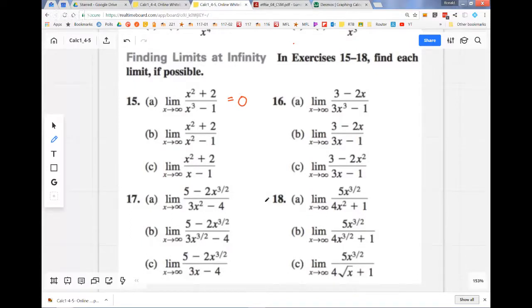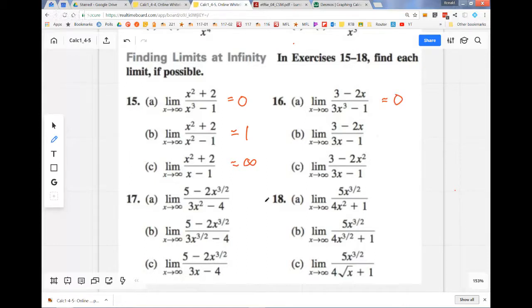How about B? Here we have a tie, so we look to the coefficients. 1 over 1, 1. How about C? Numerator wins. Okay, let's look at 16. 3 minus 2x. What's the degree of the top? X to the first. What's the degree on the bottom? X cubed. So the bottom wins, and so that's going to go to 0.